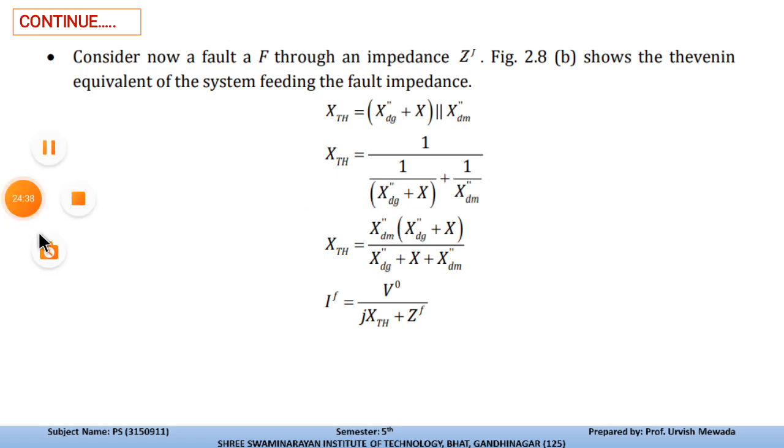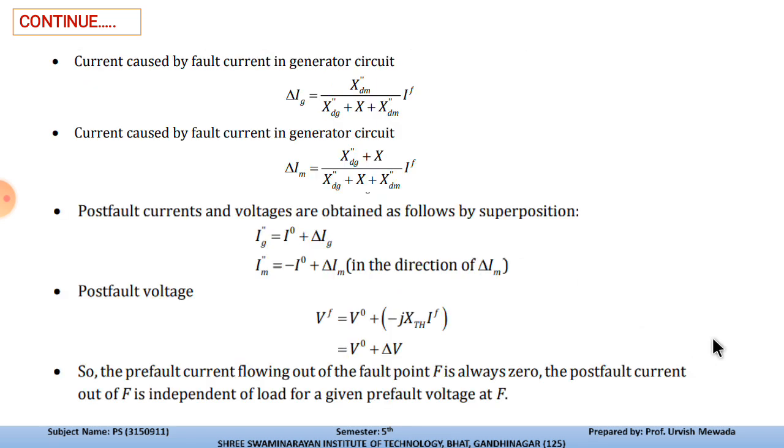So from this we can say that whenever the short circuit takes place, we have different methods for the computation of the short circuit current. So this is how we can explain the computation of the short circuit current using Thevenin's theorem.